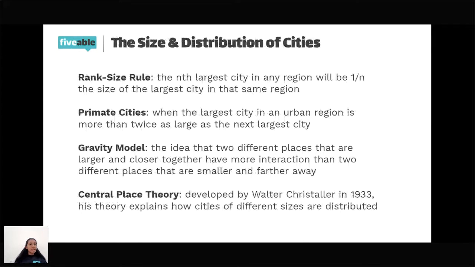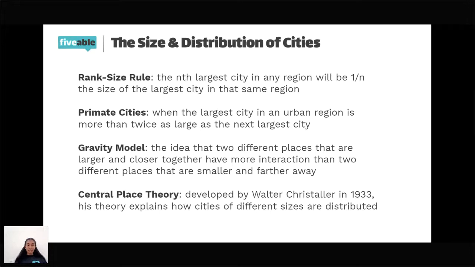Okay, so the size and distribution of cities can be explained by these four ideas and theories that the College Board wants you to know for the AP exam. So first, the rank size rule. It says that the nth largest city in any region will be 1 over n the size of the largest city in that same region.